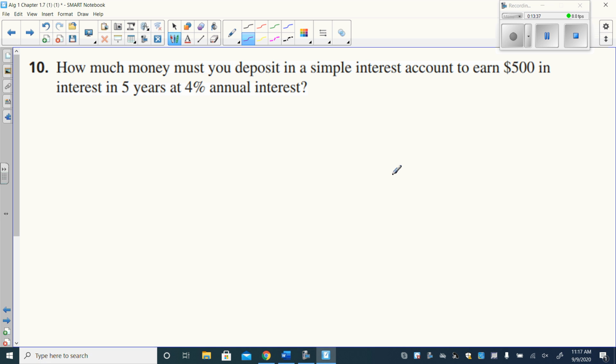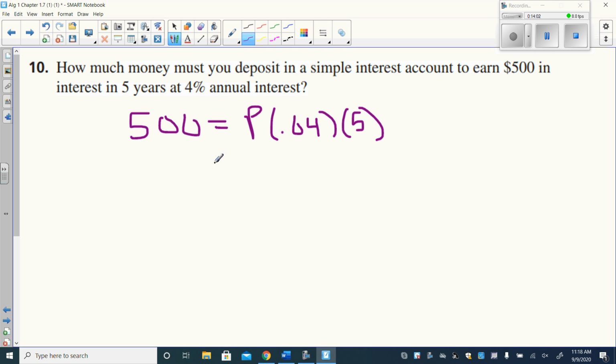How much money must you deposit in a simple interest account? So this is the same thing as we just did. It's not real different. So here we're wanting to know how much principal do I need to earn $500 in interest. So I don't know the principal, but the interest rate is 0.04. It's kind of the same one that we did on the last one, in 5 years. So we just have 5, because again, time is in years.